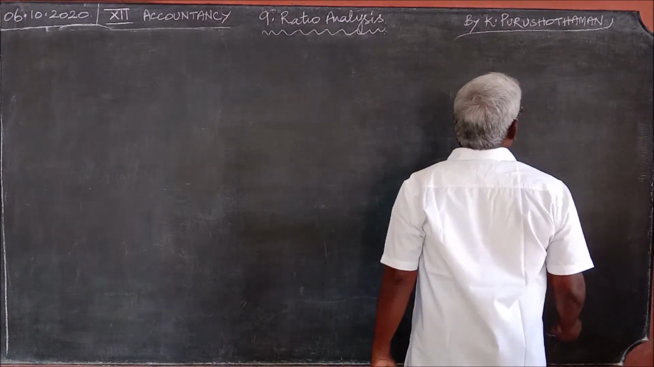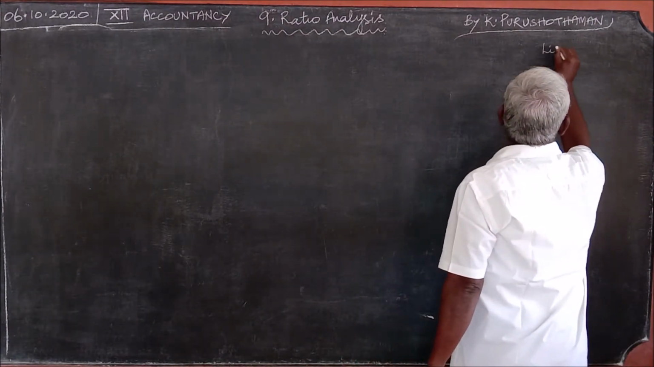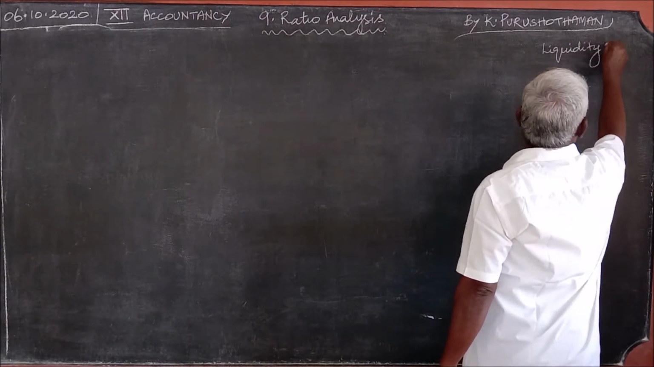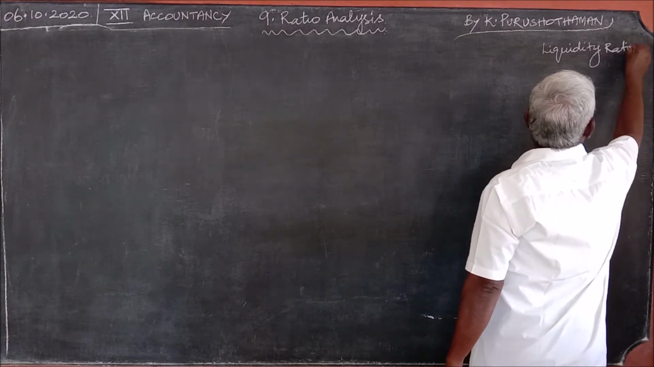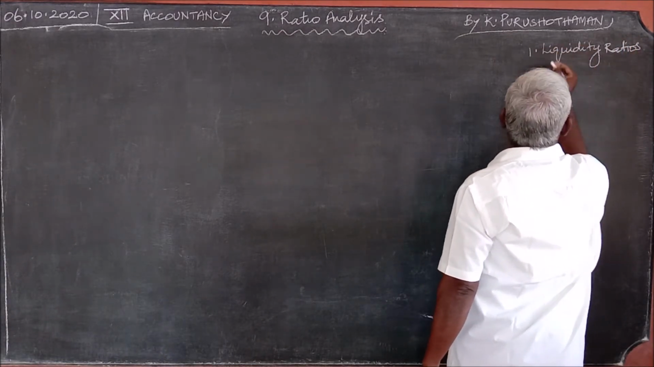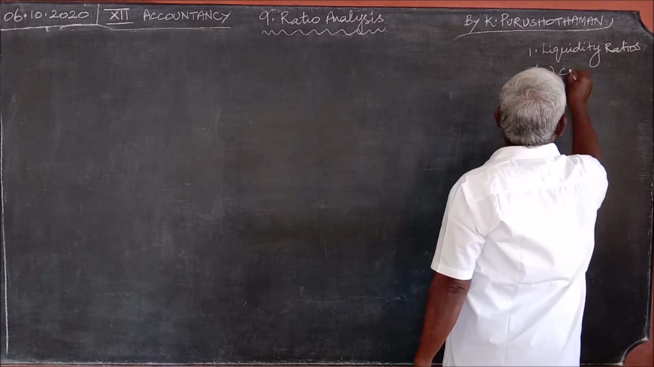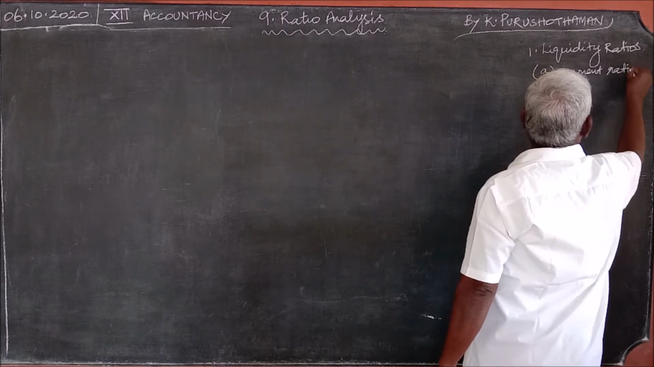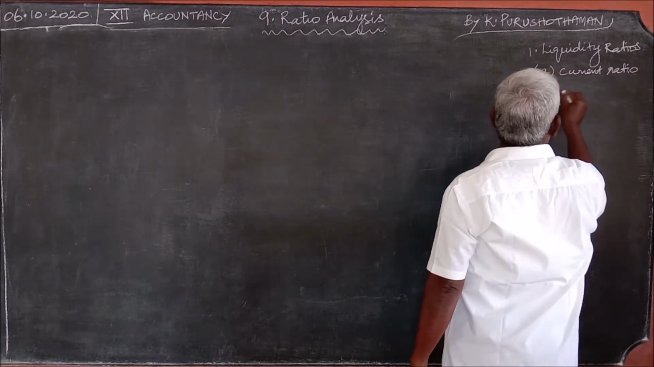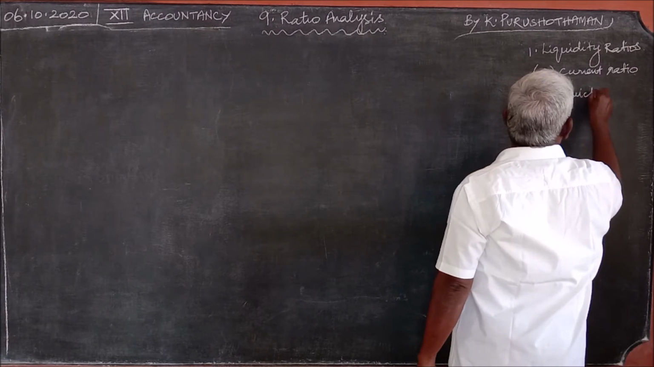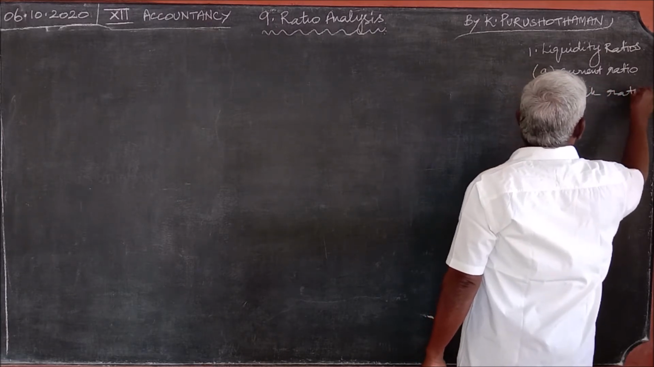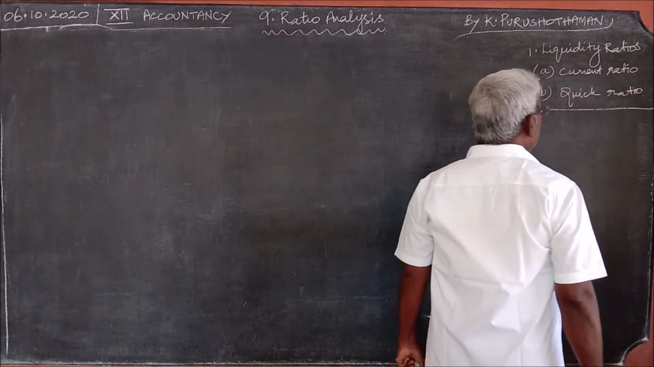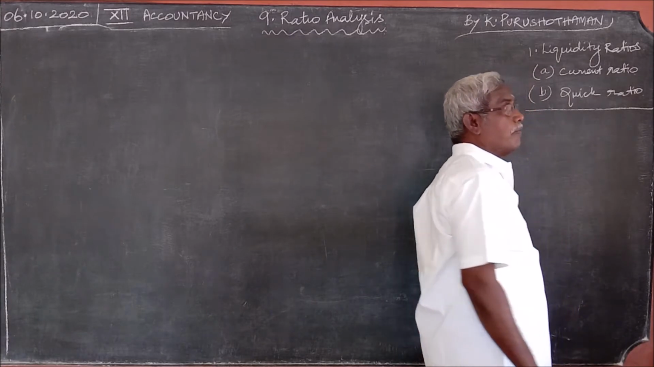Yesterday, we have seen liquidity ratios, under which there are the current ratio and the second one, quick ratio. We have seen already in the first type these two ratios, current ratio and quick ratio.